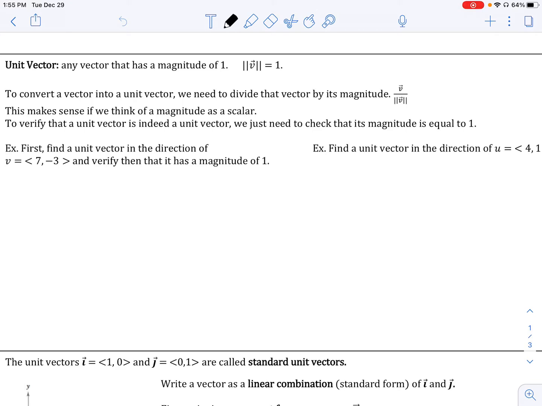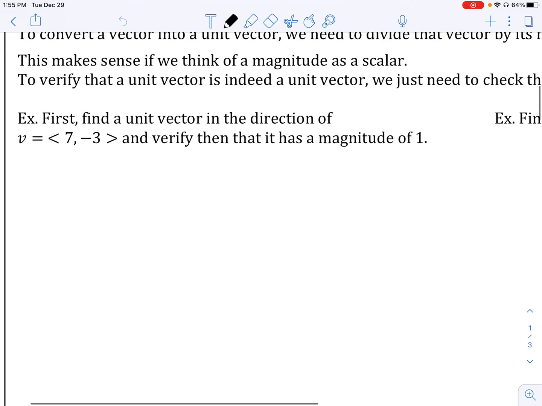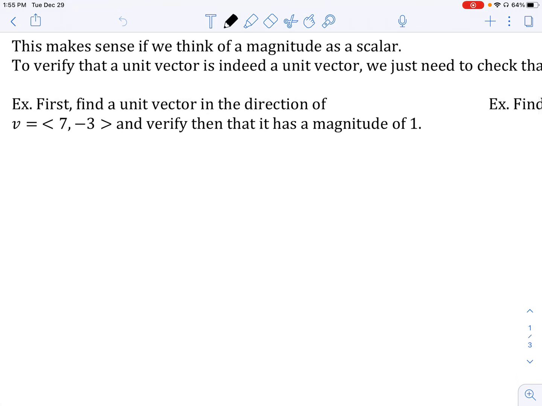This makes complete sense if you think about it. If you have a vector that has a magnitude of, let's say, something like 7, then if you take that vector and divide it by its magnitude of 7, you're left with a vector that has a magnitude of 1. So let's do an example of this just to start off. Suppose we had a vector v, written in component form as ⟨7, -3⟩. What we want to first do is find a unit vector, and then we'll check to make sure that this new unit vector does indeed have a magnitude of 1.